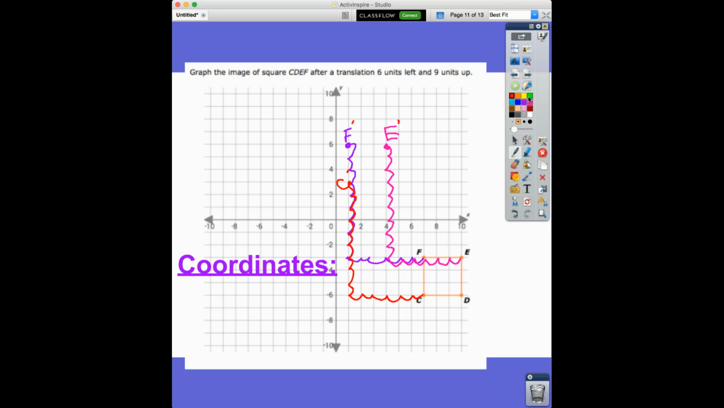And last but not least, our D. 1, 2, 3, 4, 5, 6. 1, 2, 3, 4, 5, 6, 7, 8, and 9. So again, you should be getting the same exact shape, the same exact size. It's just that it's moved.